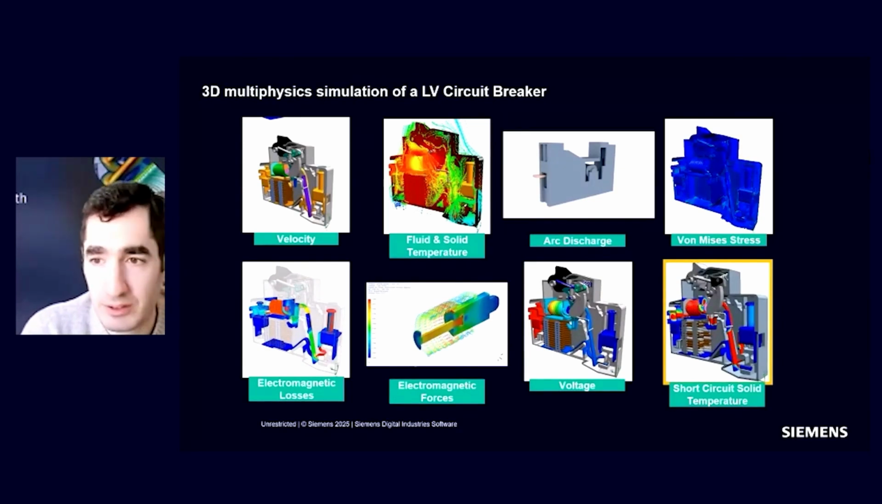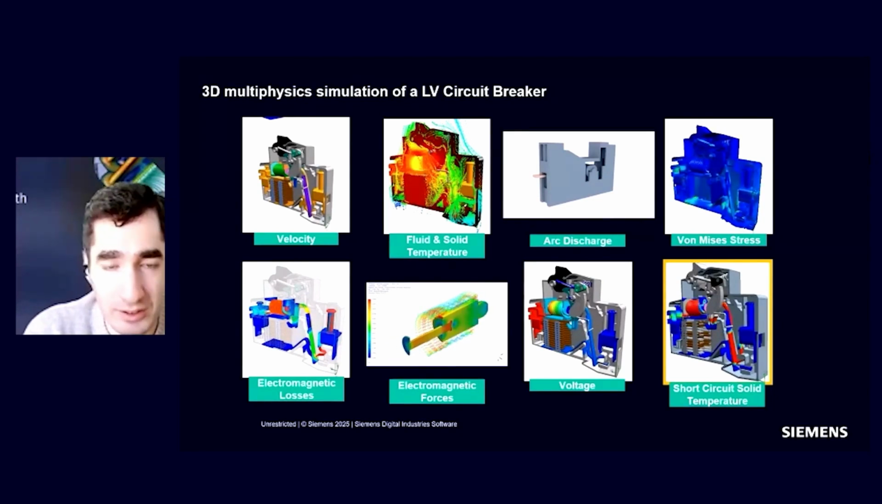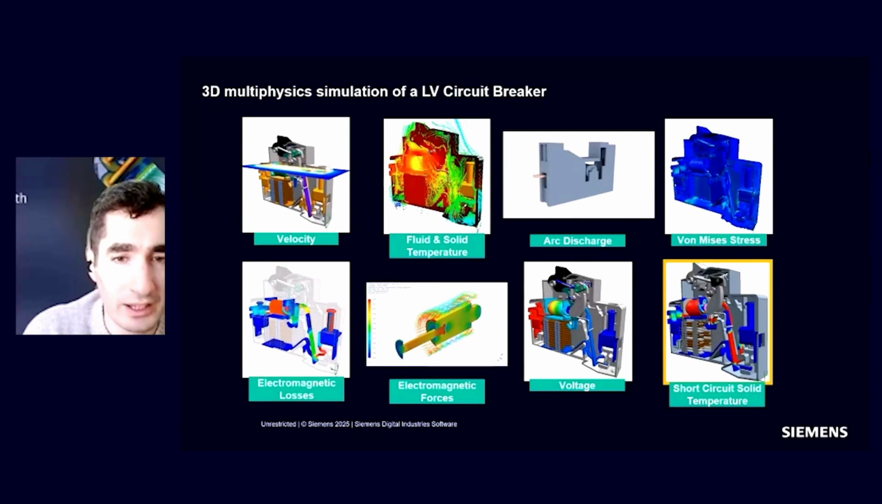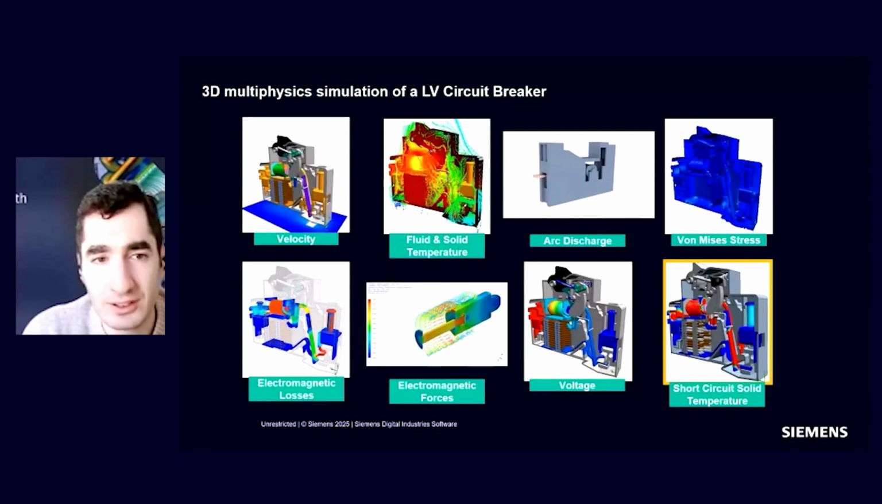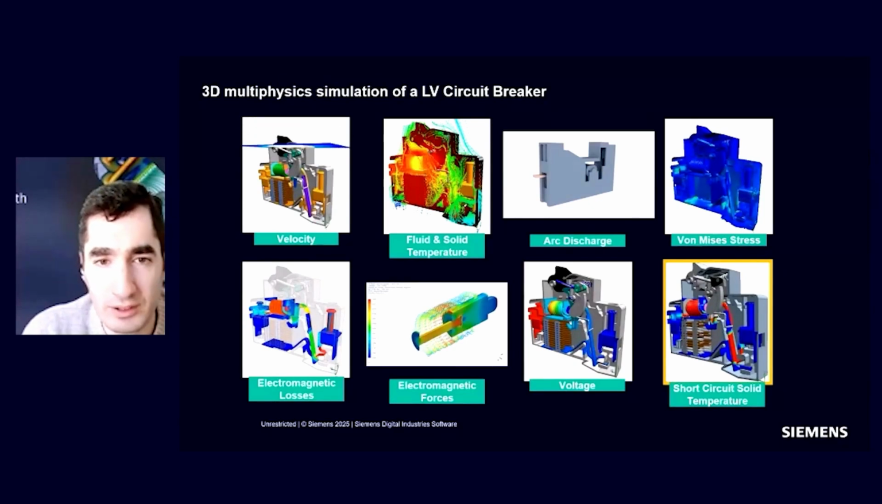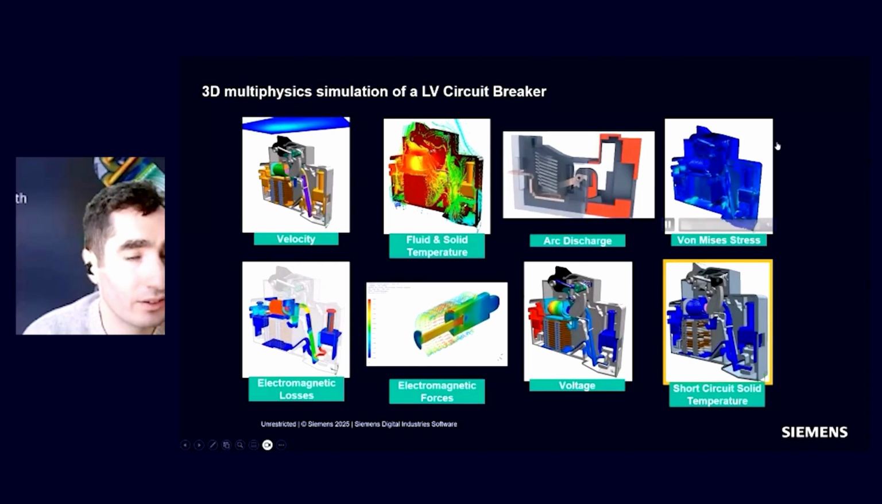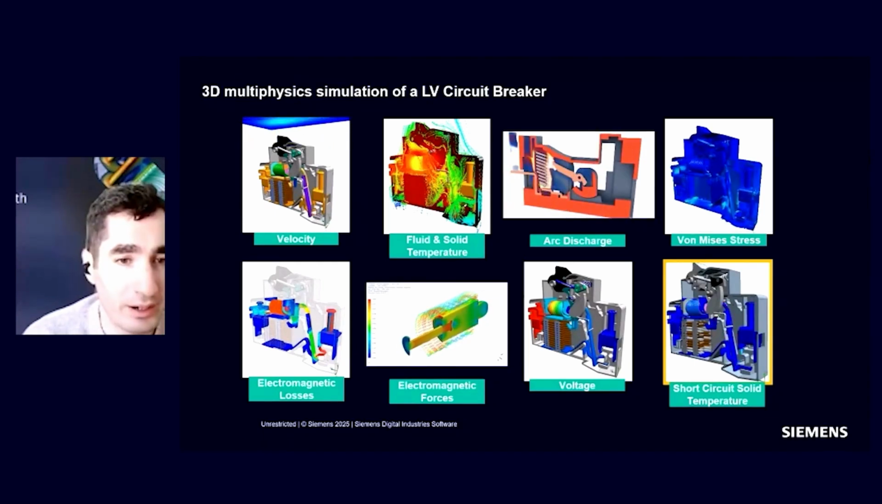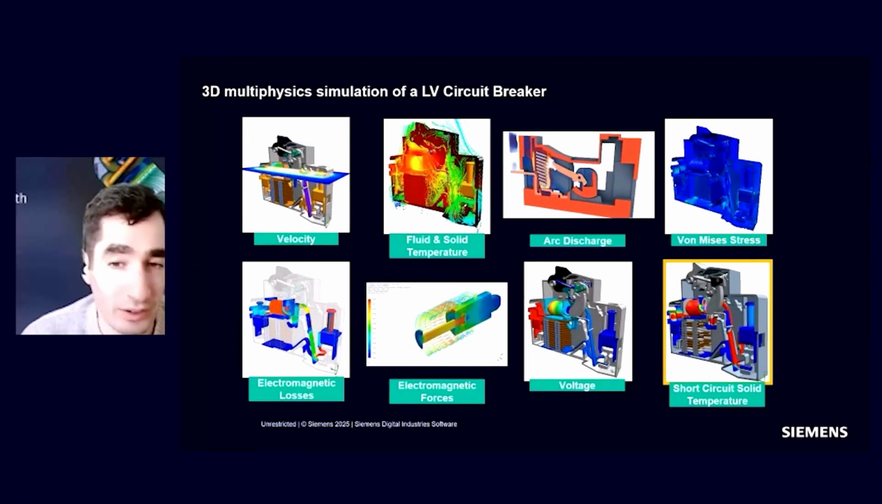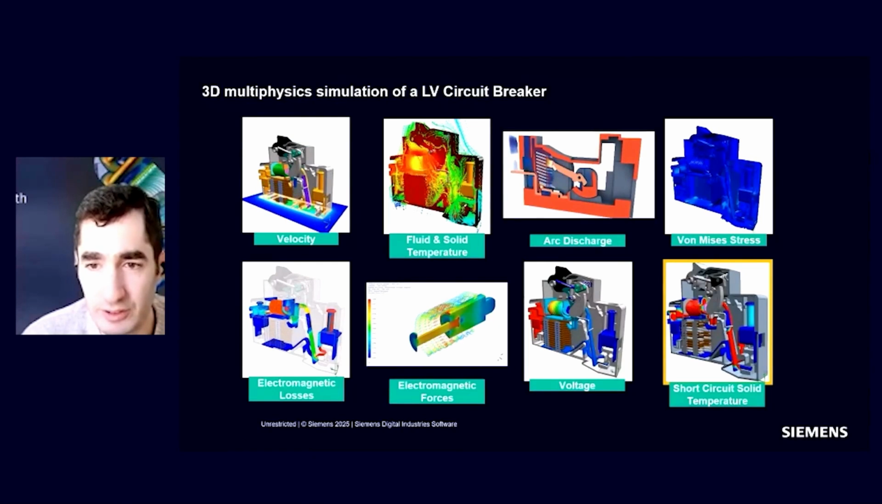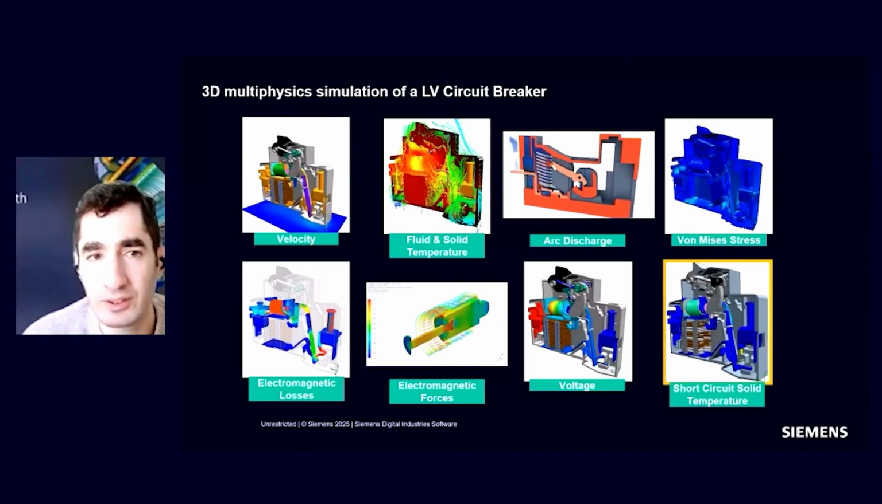Having all these pieces of the puzzle put together in one simulation environment can be done in Simcenter simulation and test solutions. As we can see here, we have all the pieces of our simulation workflow done in the same environment, from the fluid dynamics, as we can see, the velocity, the fluid and solid temperatures. We have the arc discharge. We have the stresses and strain. We have the electromagnetic part with the losses and the forces and the voltage. A short circuit transient scenario. So all of this is possible to do inside Simcenter.